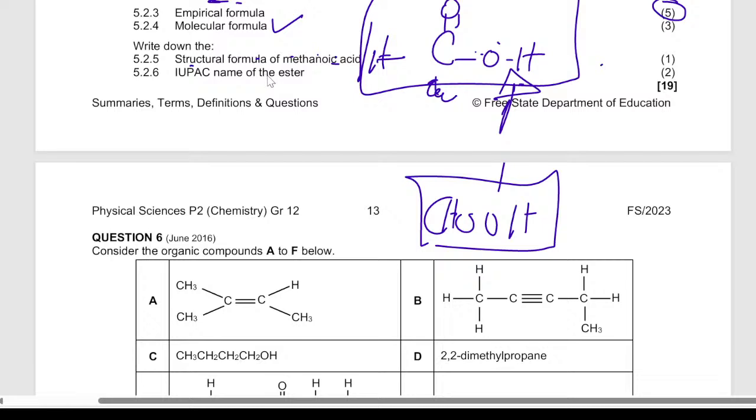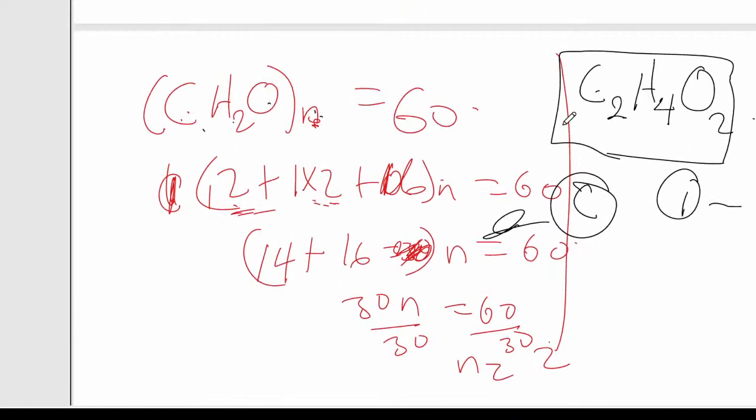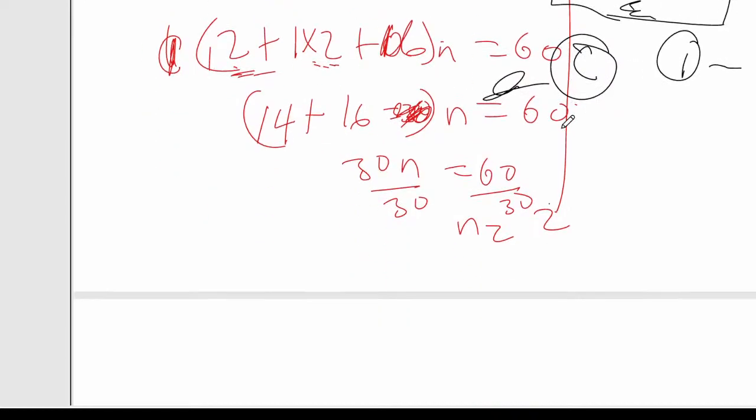The IUPAC name of the ester. Oh, they want the IUPAC name of this ester. Remember, it's methanoic acid and methanol. So we are going to use this as the IUPAC name. Remember, esters end with oate. So it's going to become methyl methanoate. Because if you draw it, it's going to be C.